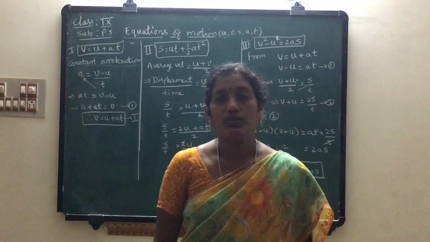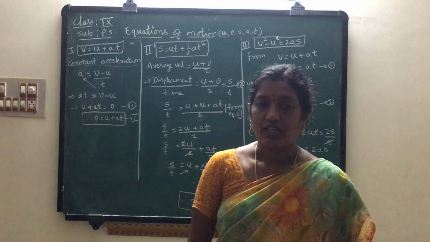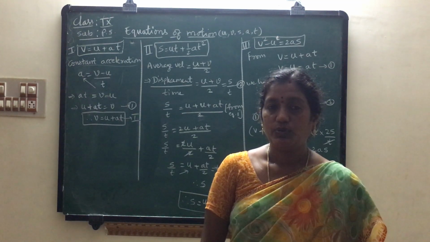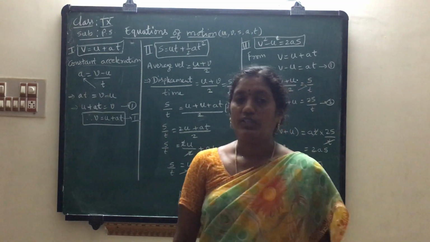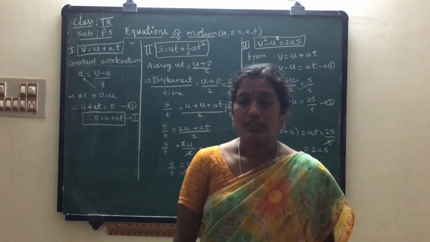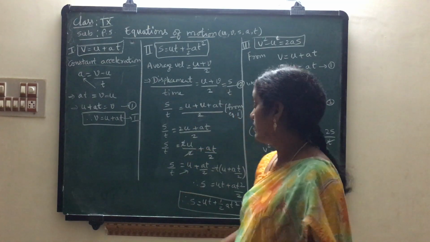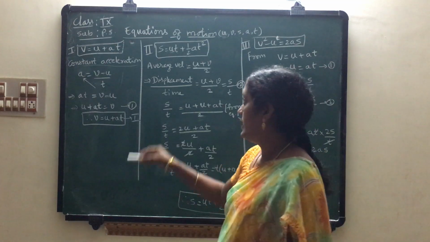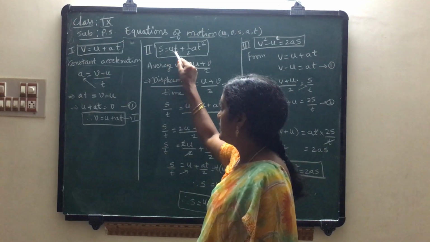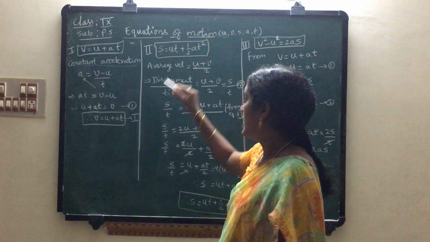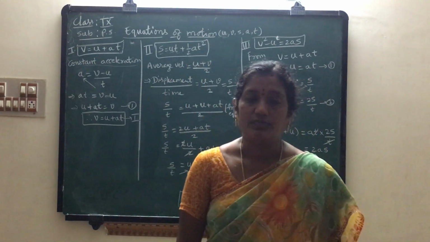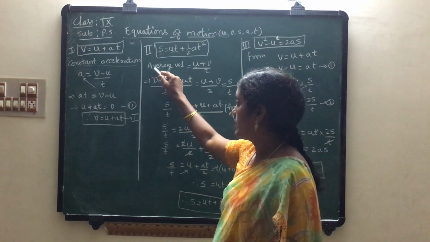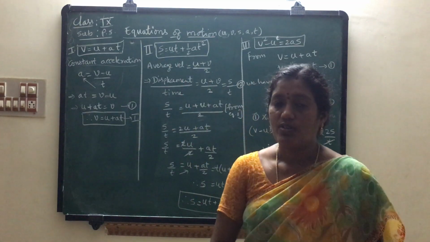Children, now we will go to the second equation of motion, that is s is equal to ut plus half at square. In this also you have to take an object. It is moving with some initial velocity and it is going with some displacement within time t, and it has some acceleration a, children. Now we have to start from the definition of average velocity.